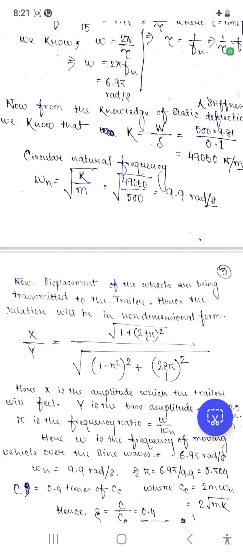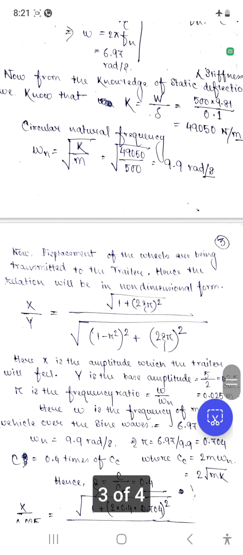In many problems, you will see that only a spring is attached. In such a case, you will have to put the zeta value equal to 0. It will then be 1 by 1 minus r square. That is also a simplified form, and in many problems we can directly put that one. Okay, where x is the amplitude which the trailer will feel.